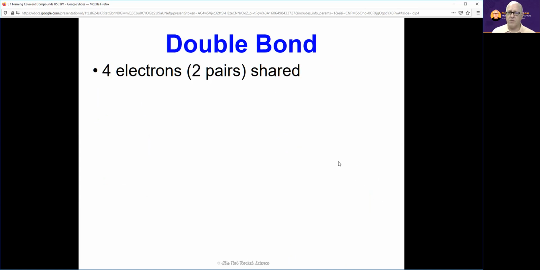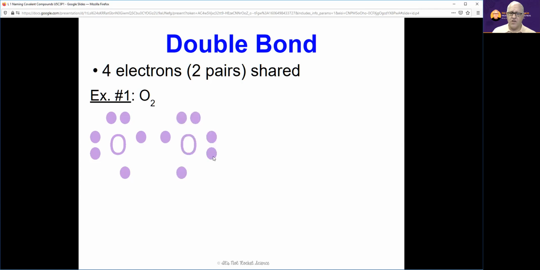Let's take a look at a double bond. Here, 4 electrons are shared, 2 pairs. So we have oxygen, our buddy oxygen. Oxygen has 6 valence electrons. We have another oxygen, 6 valence electrons, but now we're going to have to share to make sure that we have a full set. So we're going to share these 2. That's 1 pair. Then we're going to share these 2. That's the second pair.